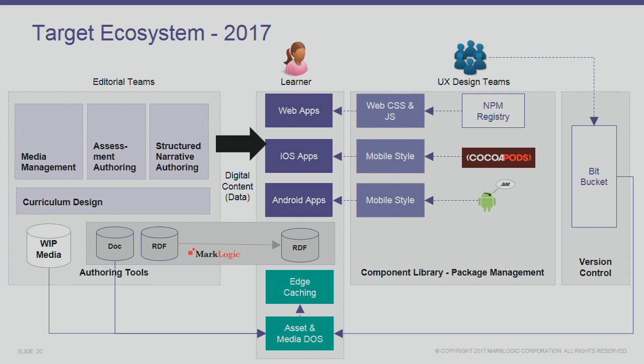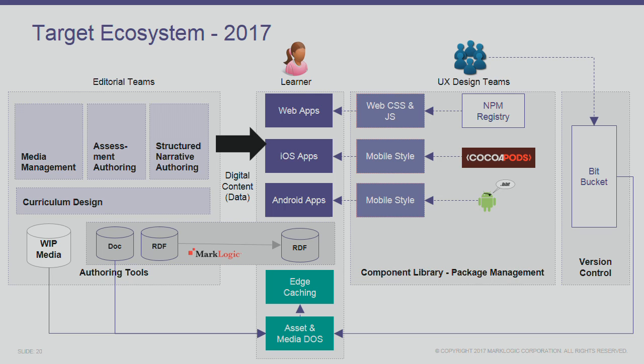And what you see in this diagram is that separation. You see the editorial teams using authoring capabilities, authoring the data, and ingesting. We work with media producers. We ingest those media assets, and we deliver them out through a media origin store and then through an edge caching capability. But our RDF graph and our narrative assets, we use MarkLogic.